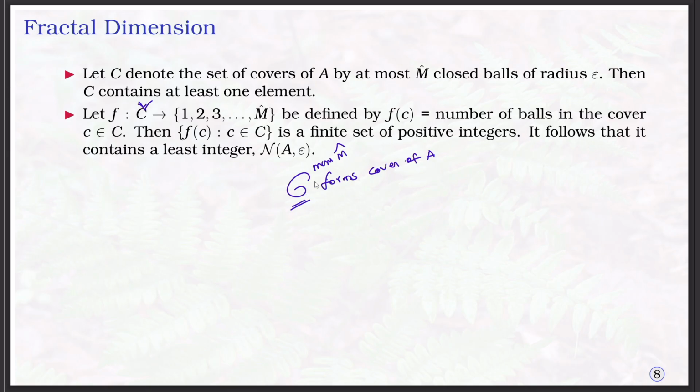Suppose it is m bar, so there are infinitely many covers in which each cover has a maximum of m bar closed balls. Then F of C over C is a finite set of positive integers. Any finite set of positive integers has a minimum element, and that least element we denote as n of A comma epsilon. So n of A comma epsilon is the minimum number of closed balls required to cover the set A. This number always exists for any compact set A.